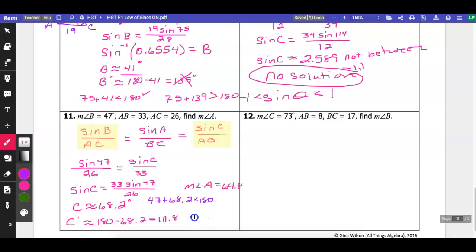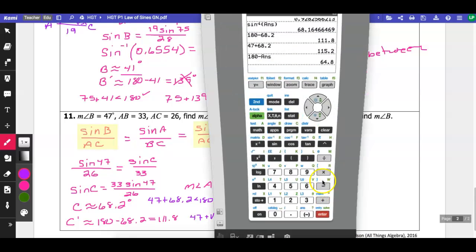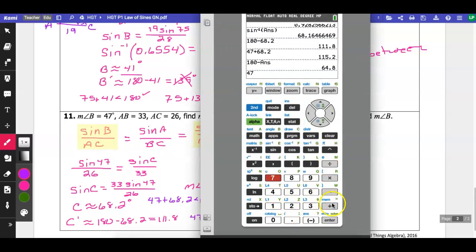In other words, does 47 plus 111.8, is that less than 180? That's the next thing I have to check. So I'm going to pull up that calculator again, and I'm going to add 47 plus 111.8. Well, that's 150.8. So that is possible. So that means that we do have two possible triangles that we could use.